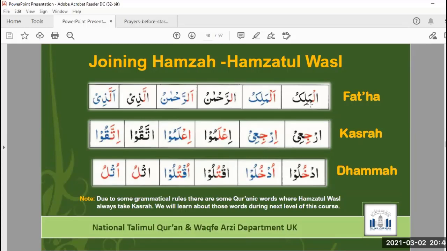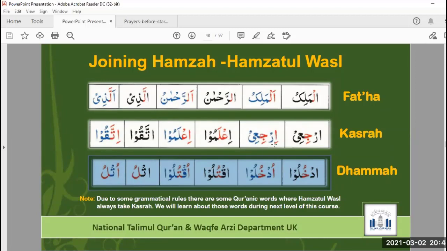Fatha is easy. You need to look: if a blank alif is followed by the letter lam, then you put fatha on alif. If after blank alif there is no lam, then you need to look at the first mutaharrak letter. Usually it's the third letter. If the first mutaharrak letter has a dhamma, then alif will take dhamma. Otherwise, fatha or kasra, alif will take kasra.